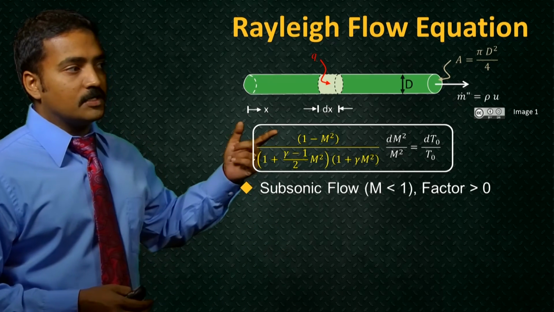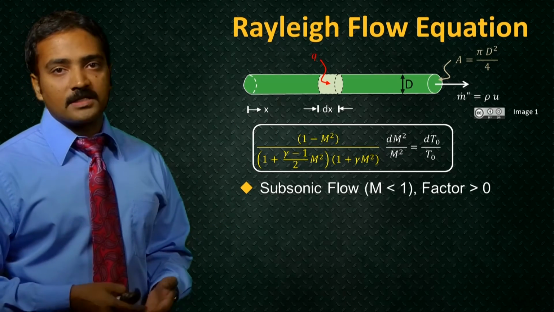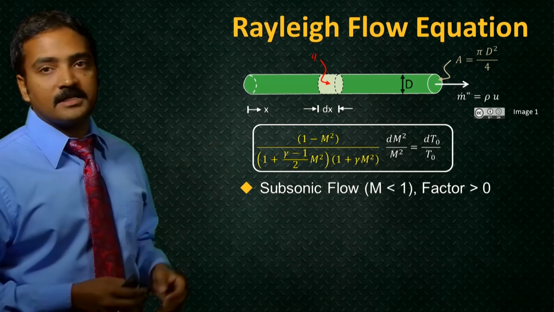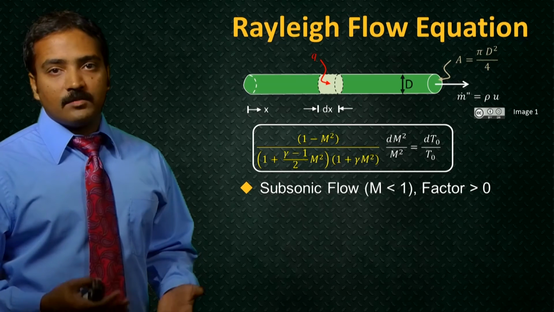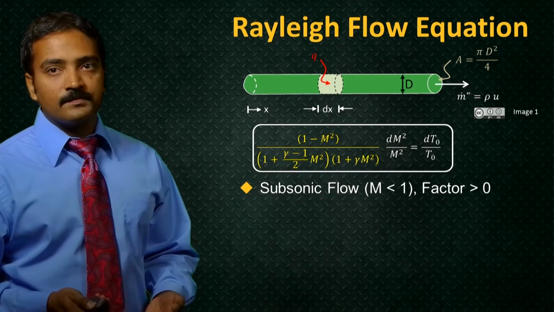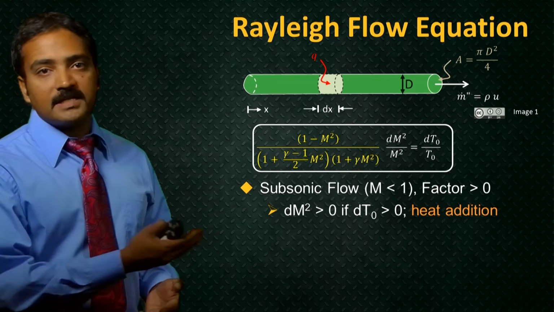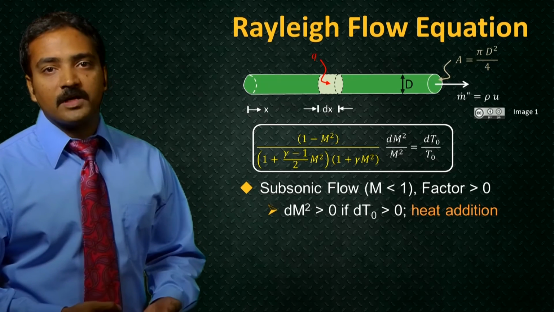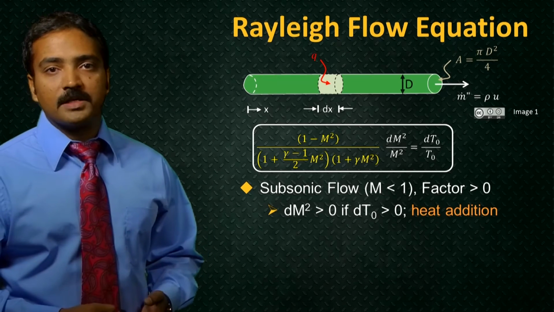Now let's take a look at the numerator, 1 minus M squared. Clearly, when the flow is subsonic, or M is less than 1, 1 minus M squared is going to be greater than 0. So the highlighted Mach number-based factor overall is going to be greater than 0. In the combustor, what we want to do is add heat. So with heat addition, dT0 being positive, for this equation to make sense, the right-hand side is a positive number, so the left-hand side also needs to be positive, which means dM squared needs to be positive, because the factor is positive based on our analysis of the numerator and denominator.